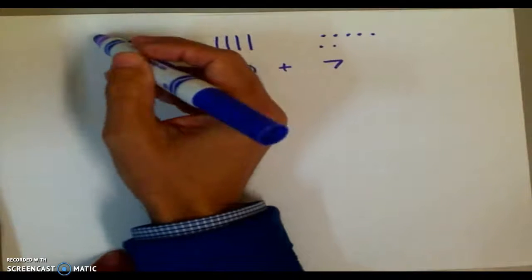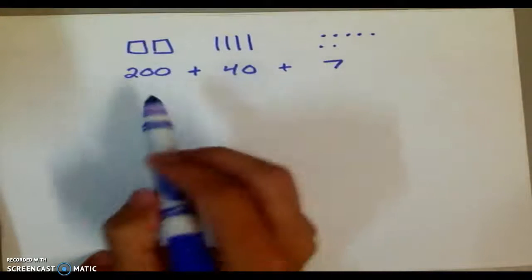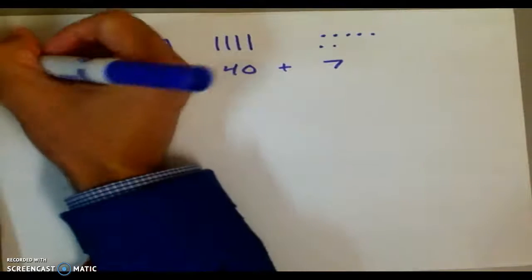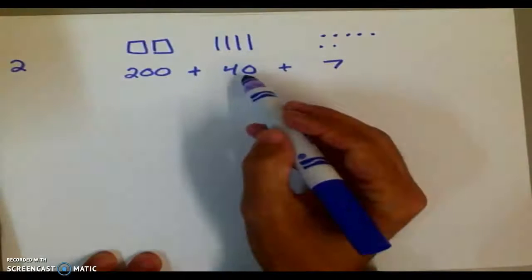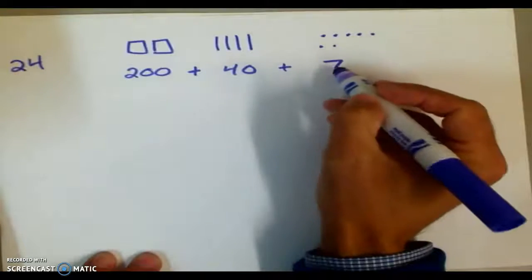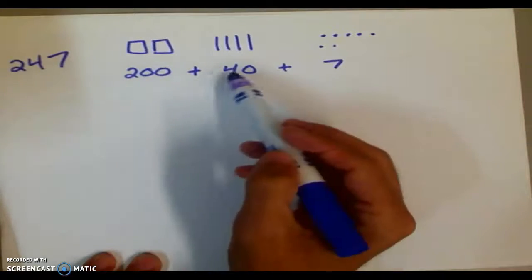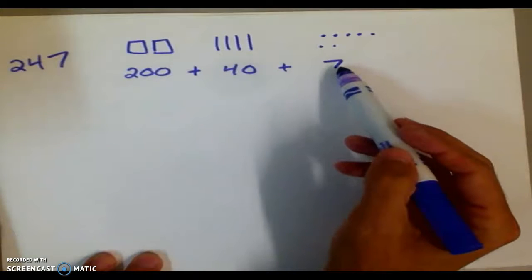So what is this number in standard form? Well, let's look at it. We have a 2 in the hundreds place, right? 200. And then we have 47. All right, so 2 in the hundreds place, 4 in the tens place, and 7 in the ones place.